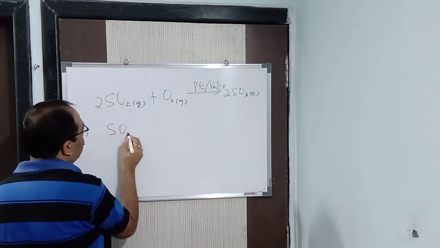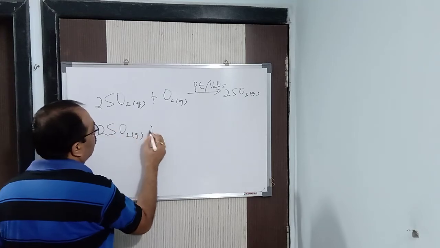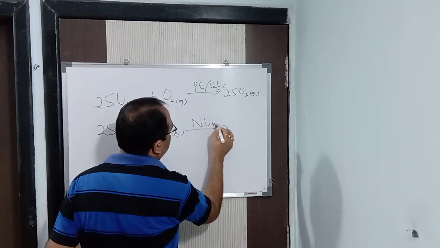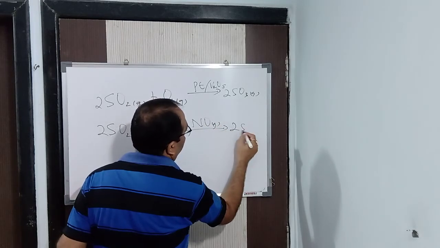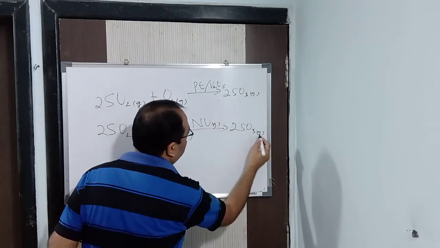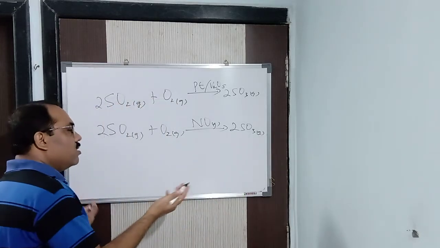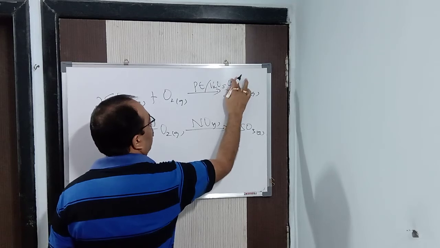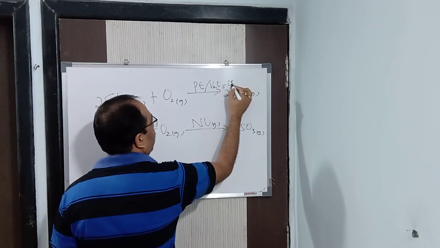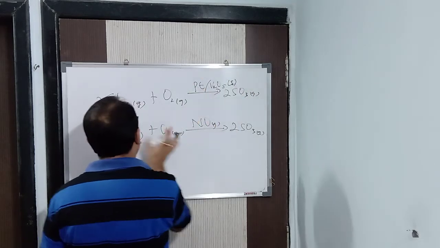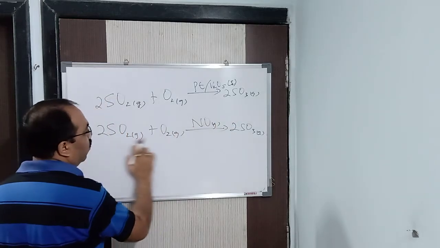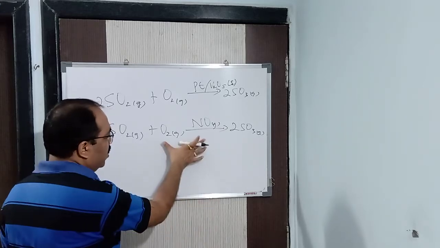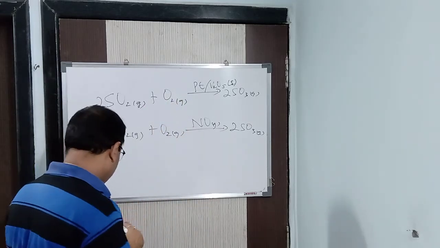Now the same reaction can also be carried out by taking nitric oxide gas as a catalyst. With Pt or V2O5 it is a heterogeneous catalyst, because the catalyst is a solid and all the rest are gaseous. With nitric oxide, all are gaseous, so it is a homogeneous catalyst.